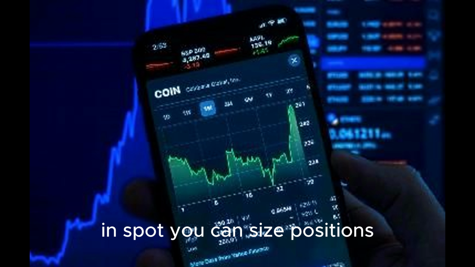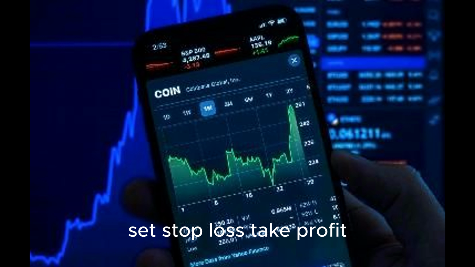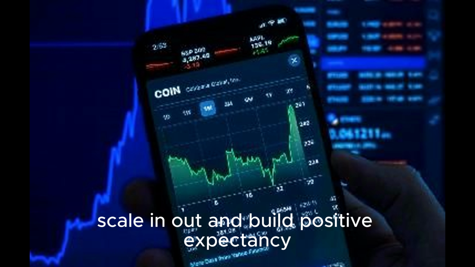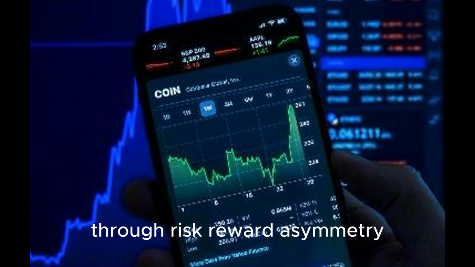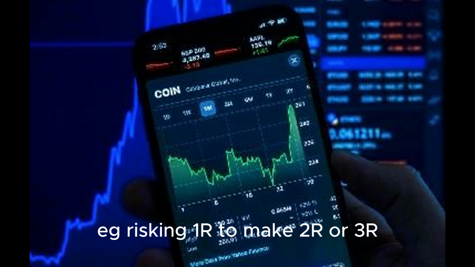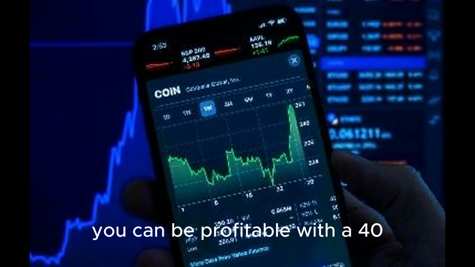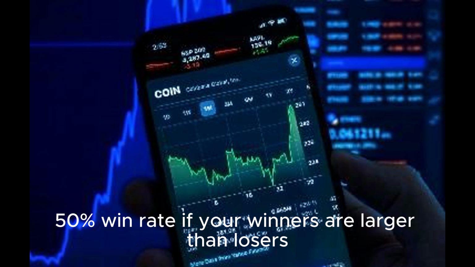In spot, you can size positions, set stop loss, take profit, scale in and out, and build positive expectancy through risk-reward asymmetry, e.g. risking 1R to make 2R or 3R. You can be profitable with a 40–50% win rate if your winners are larger than losers.